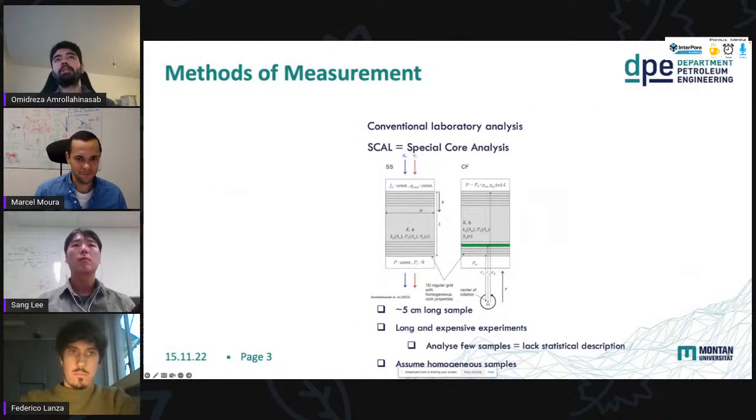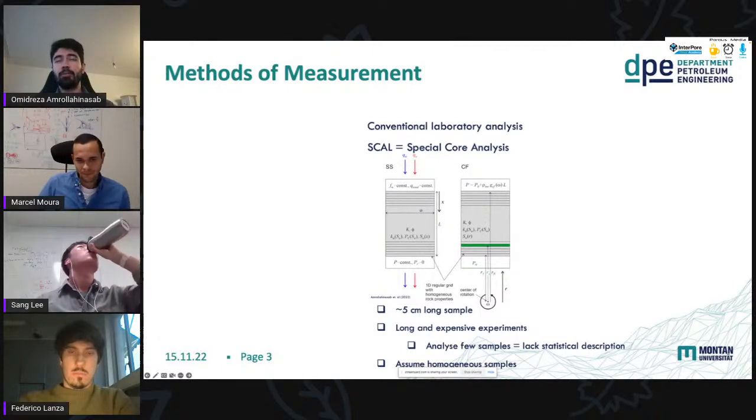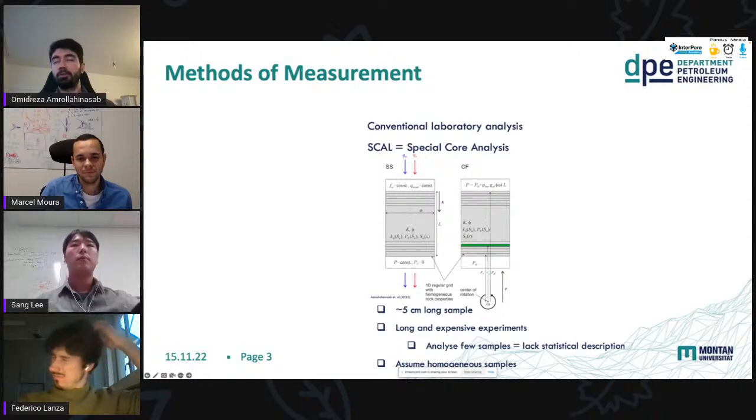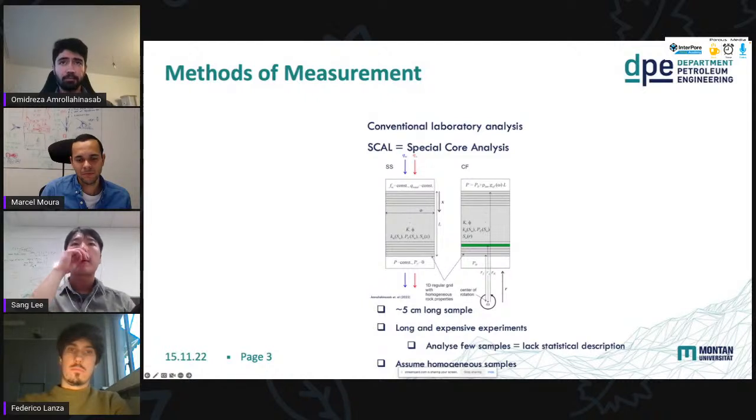So moving on to the methods of measurements, the first one and the conventional one to calculate the KR and PC functions is SCAL, which stands for special core analysis, in which you have, for example, a steady state experiment here, where you flow at different fractional flows. You inject the core with 2 phases at different fractional flows, and then measure the production or saturation and the pressure to calculate the relative permeability, and a centrifuge in which you rotate the sample at different rotations to calculate the capillary pressure for your sample.